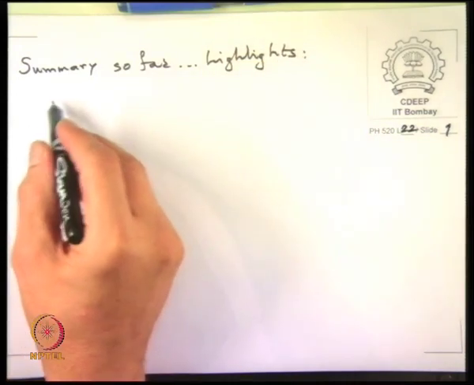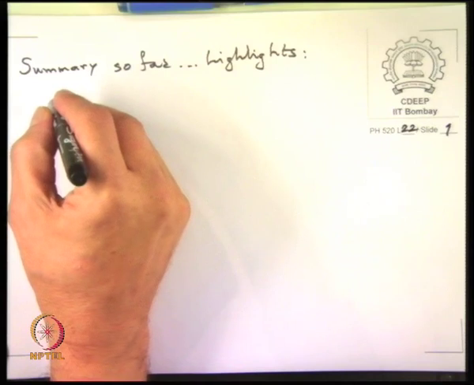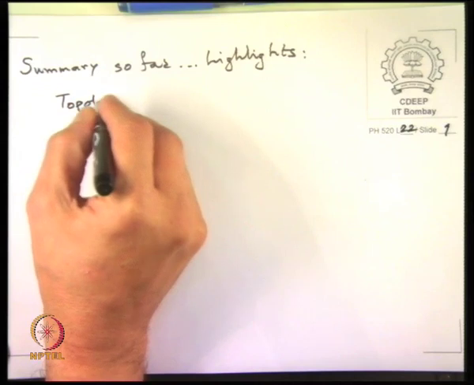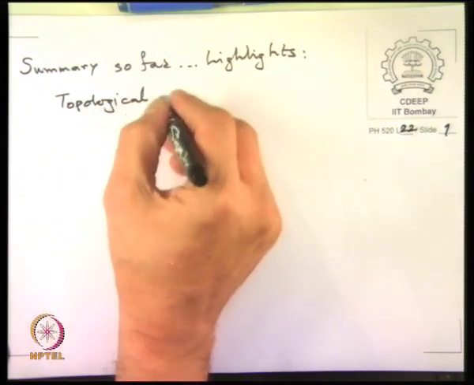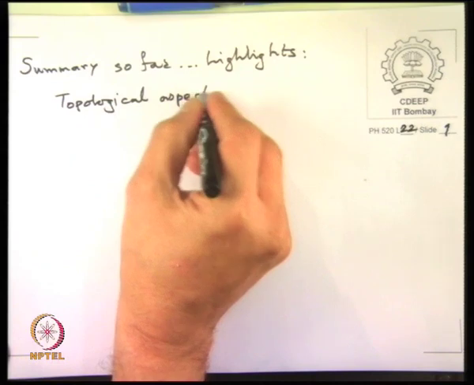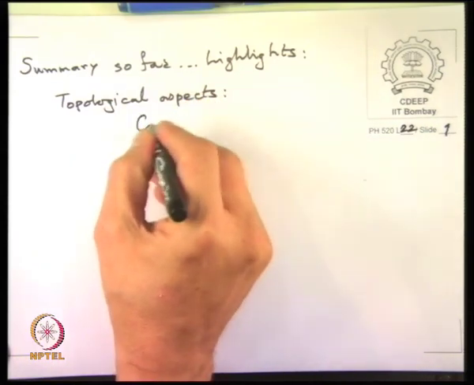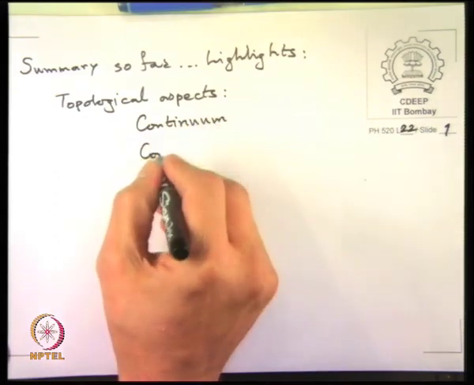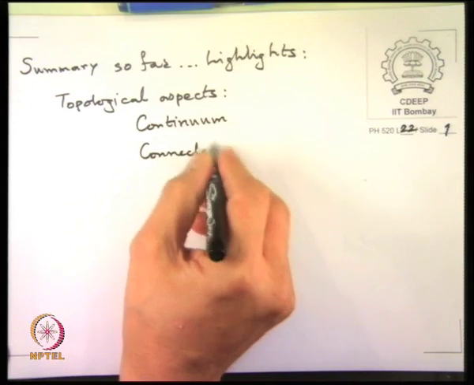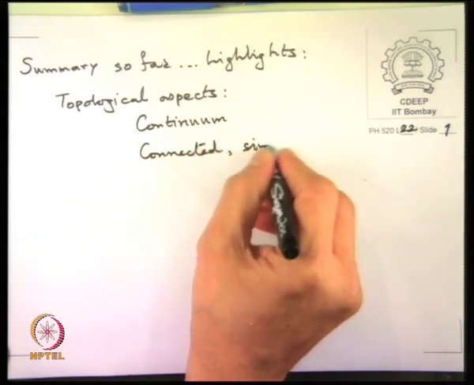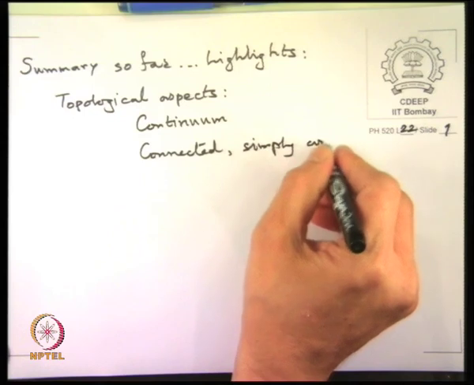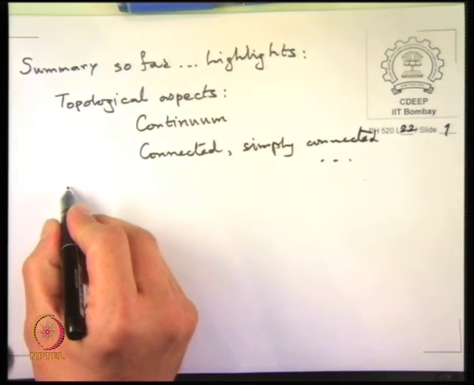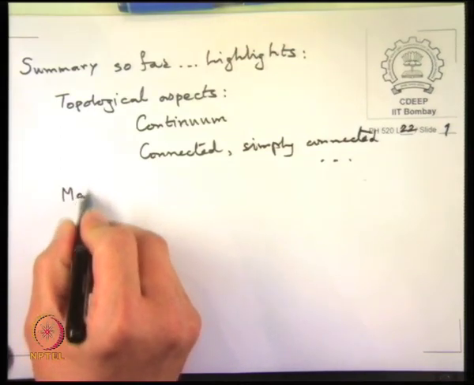So instead of writing chronologically, I will just say some of the topological aspects of continuums. Like what is a continuum and what is connectedness. And all that, and then we did matrix Lie groups.